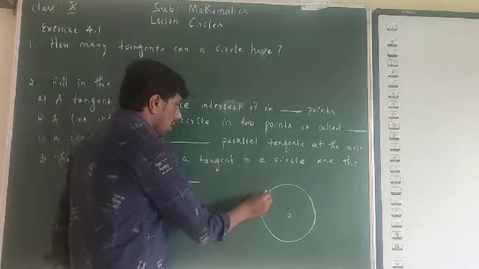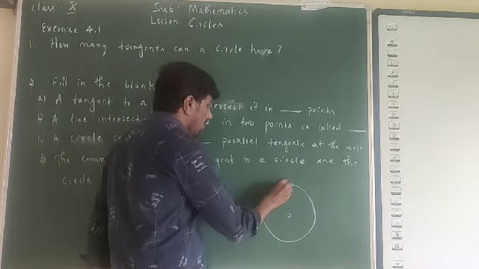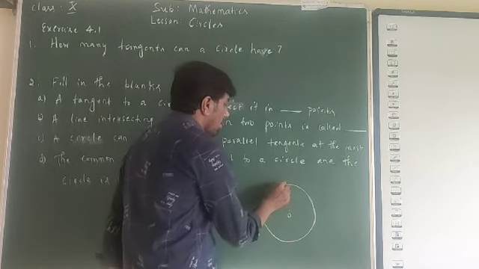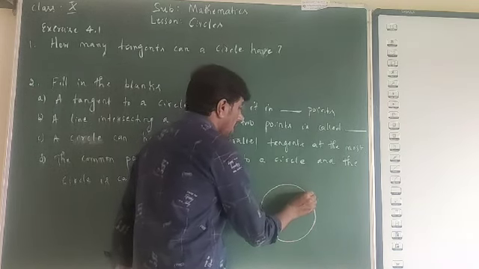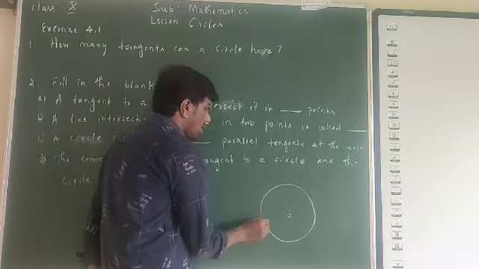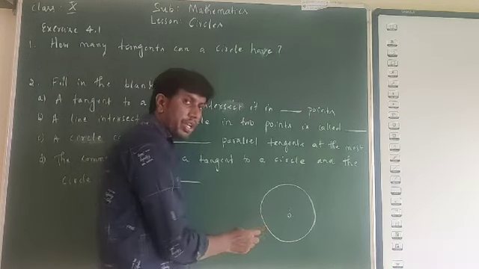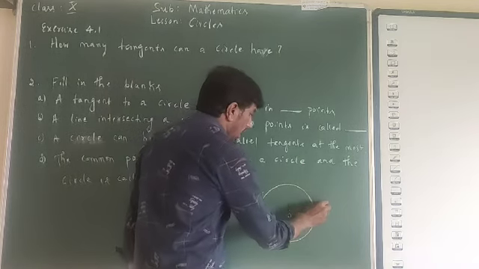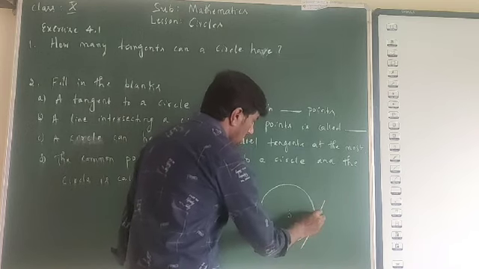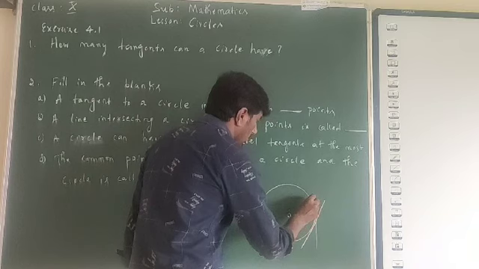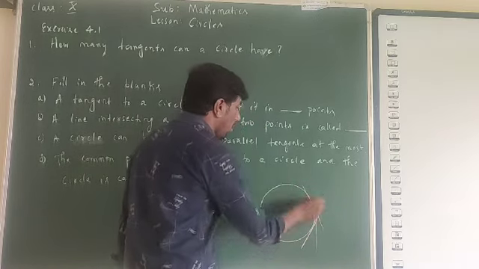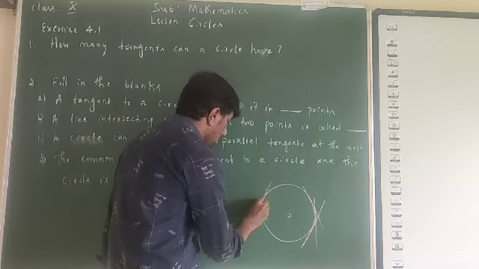We know that a circle is a combination of all the points which are at a fixed distance from a fixed point. That means we have infinitely many points on the boundary. So for this point I can write a tangent like this. For this point I can write the tangent like this. For this point also. All are tangents only.